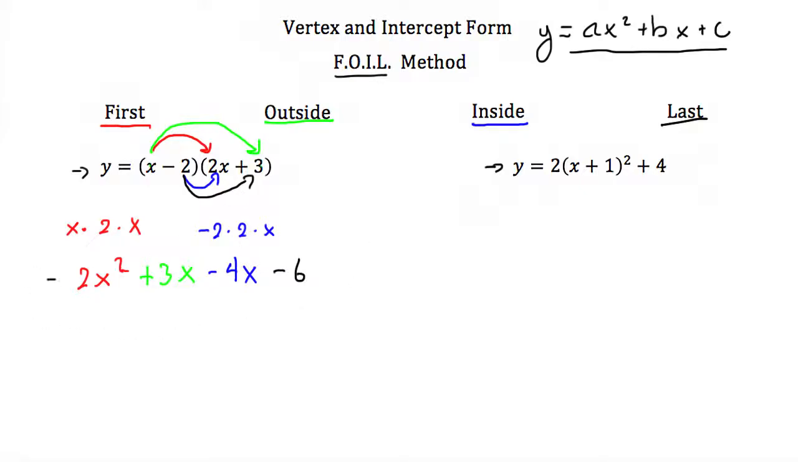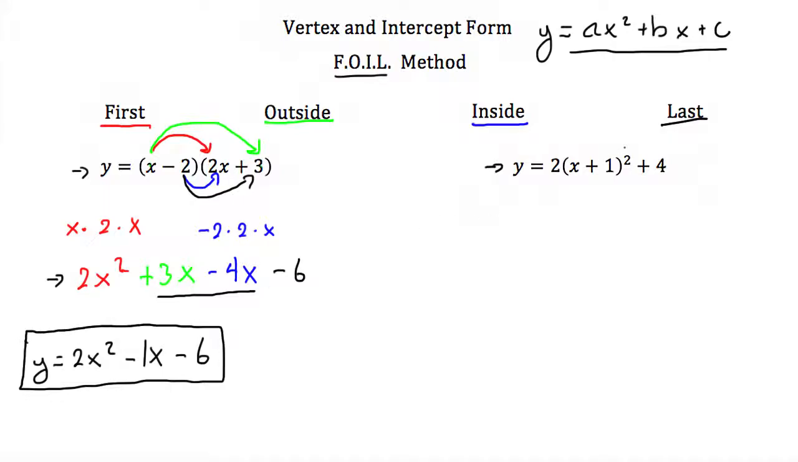So here we have our quadratic equation after we FOIL, or use the FOIL method. We should simplify this and add our like terms. We don't have any other squared terms, so we have a 2x squared. We have a 3x and a minus 4x. If we add those coefficients, we just get a negative 1x. And then we don't have any other constants, so it's just minus 6. So our equation in standard form then would be y is equal to 2x squared minus x minus 6.